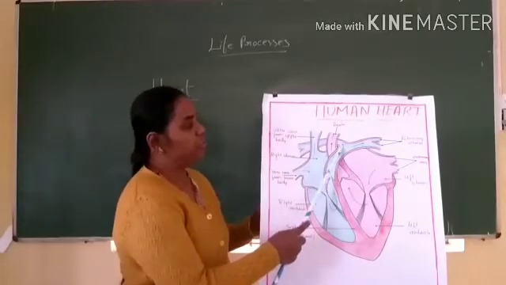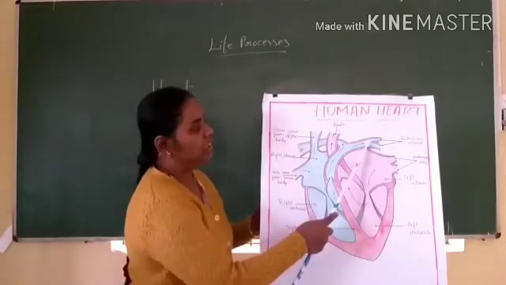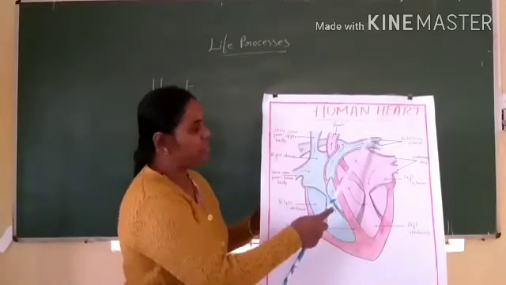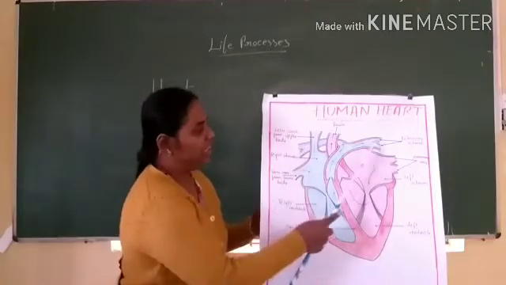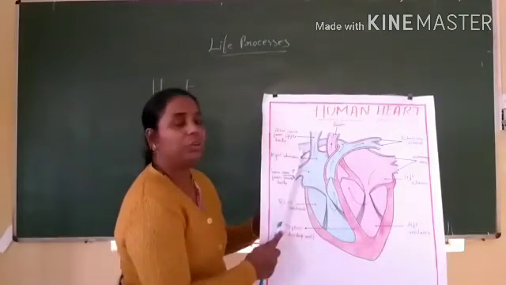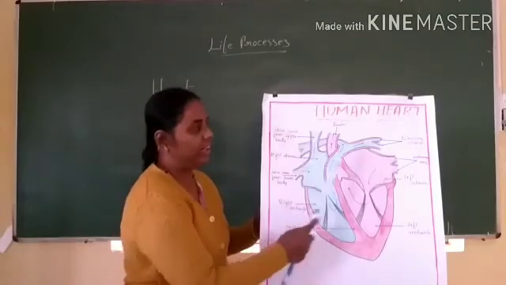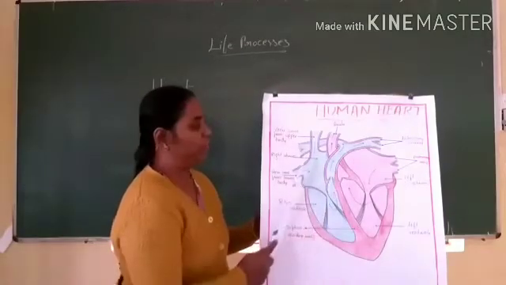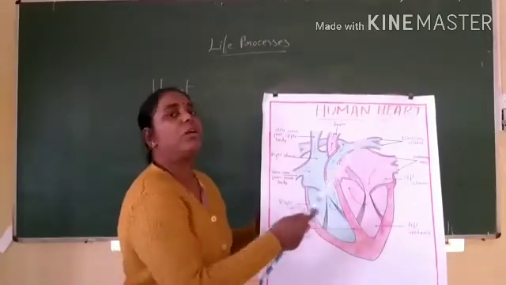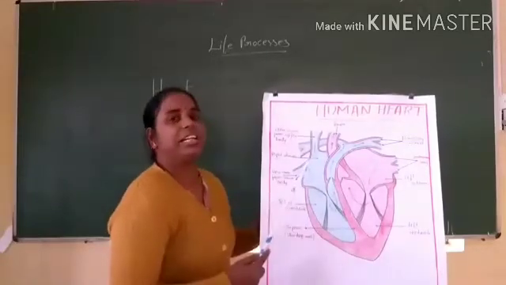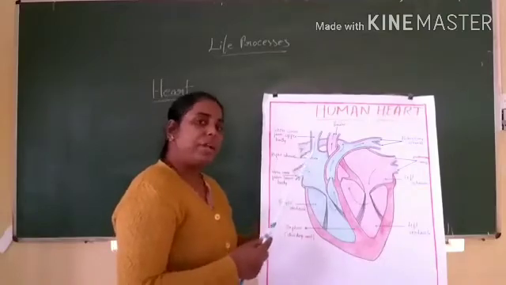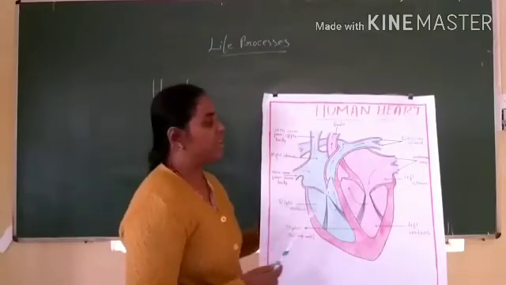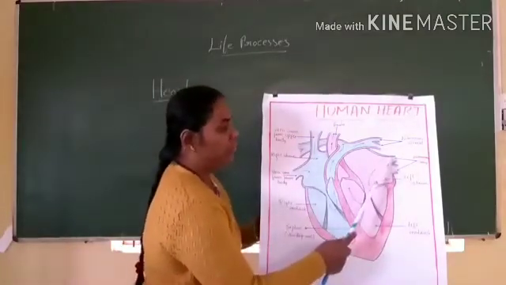This splits into 2 branches. So this is the left pulmonary arterial branch and this is the right pulmonary arterial branch, and each branch enters into the right and left lungs respectively, where the blood gets oxygenated and is collected by a separate set of blood vessels. They are called pulmonary veins.